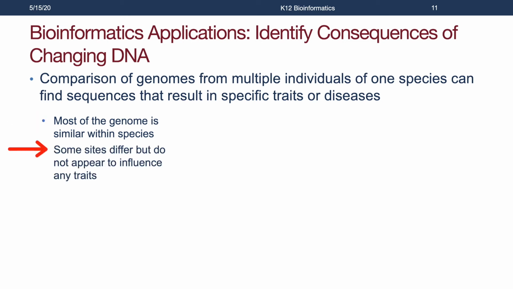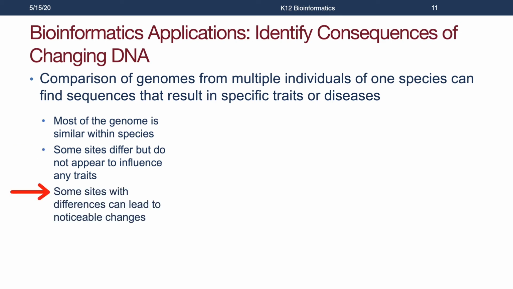We also know that some sites differ, but they don't appear to influence any traits. Each of us may have our private changes in our DNA sequence that nobody else has. And then there's other sites that differ across groups of people that maybe we've inherited from our ancestors. But those sites don't seem to be associated with any trait. They don't lead us to have diseases or anything that we can measure. Maybe they do, we just don't know about it.